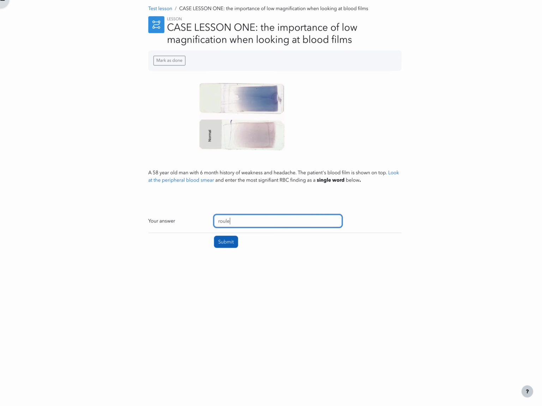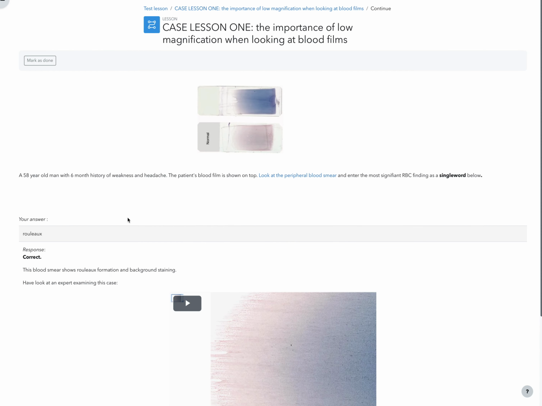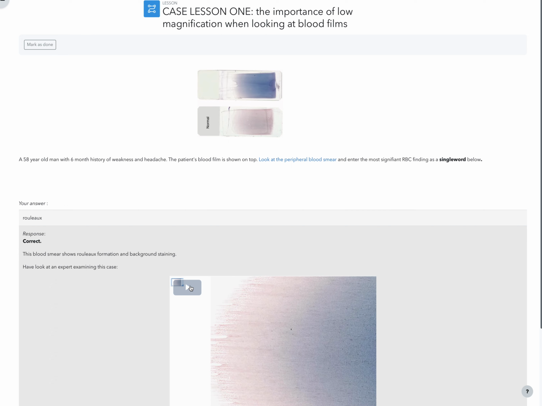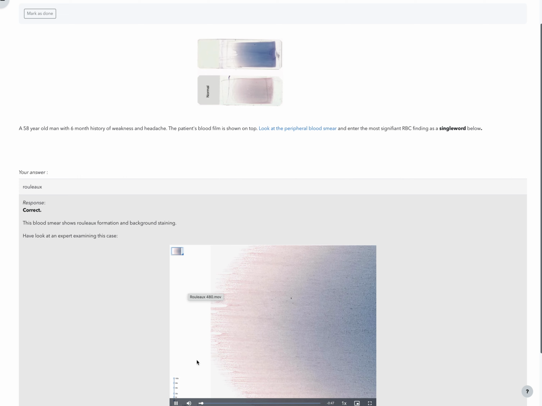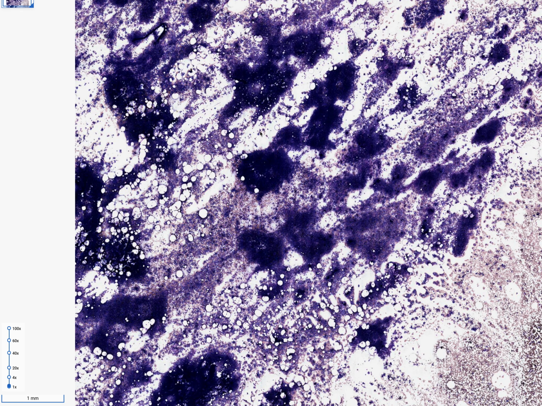You enter a keyword or any variation of this keyword, you submit it, you get graded, and you get an immediate response. Part of the response includes an expert looking at the exact same blood film. Viewing this slide, low power, we see there is increased amount of shown here, and we continue on with the quiz, and we have a bone marrow from the same patient, and we look at the bone marrow.